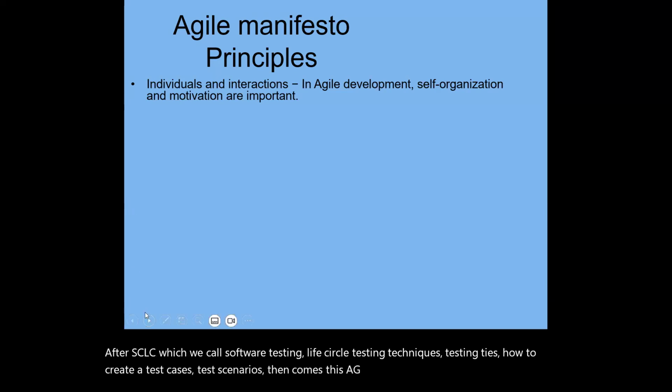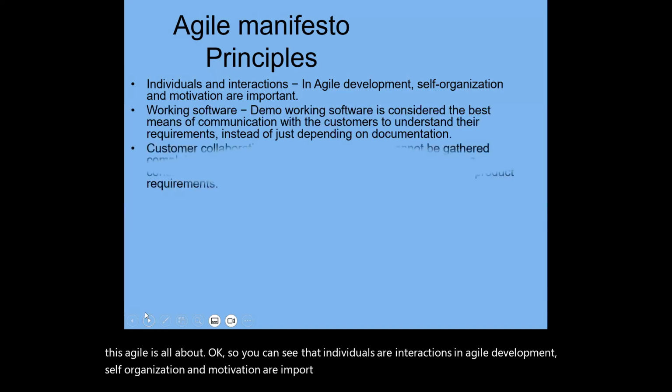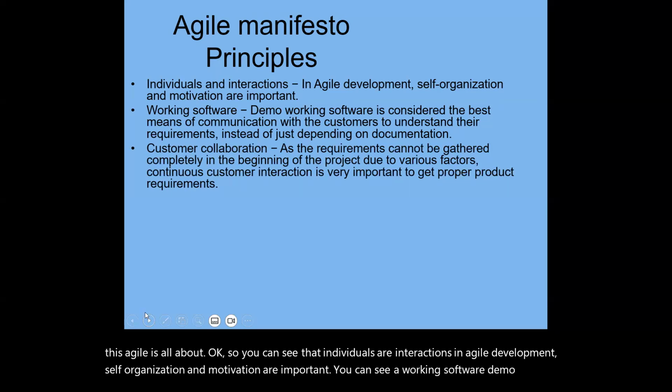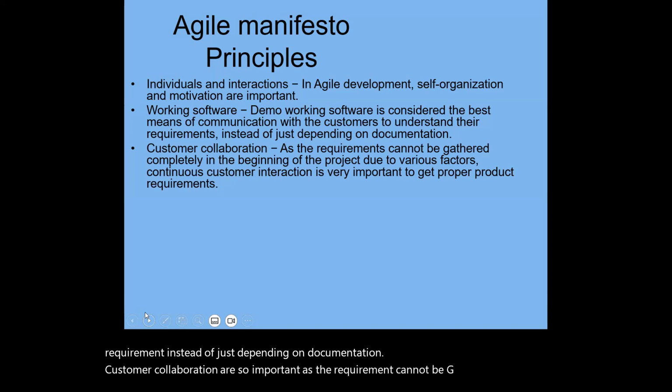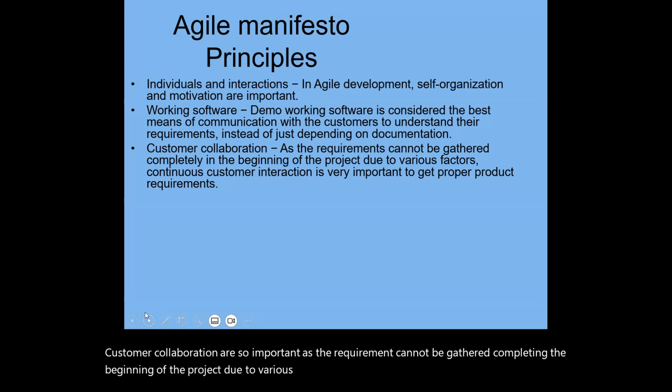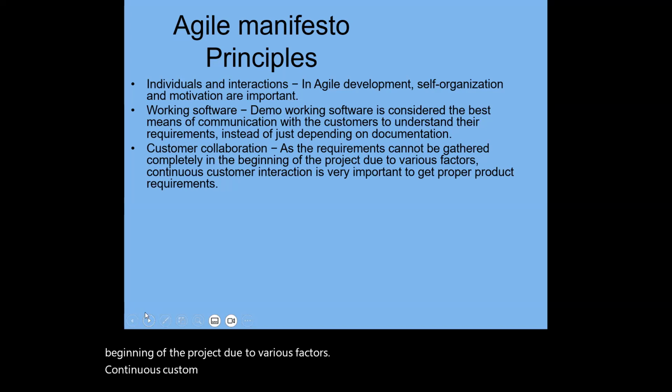Well, I want you to have a fair bit about what Agile is all about. You can see that individuals and interactions in Agile development, self-organization, and motivation are important. Working software, demoing working software, is considered the means of communication with the customers to understand the requirements instead of just depending on documentation. Customer collaboration is so important, as the requirements cannot be gathered completely at the beginning of the project due to various factors. Continuous customer interaction is very important to get proper documentation.